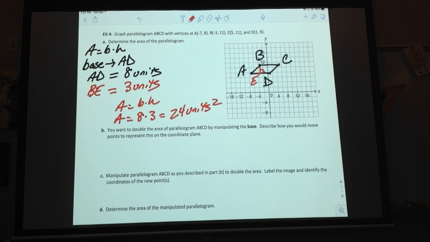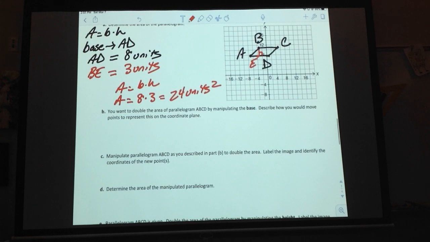All right. The next part says you want to double the area of the parallelogram by manipulating the base. Describe how you would move points to represent this on the coordinate plane.